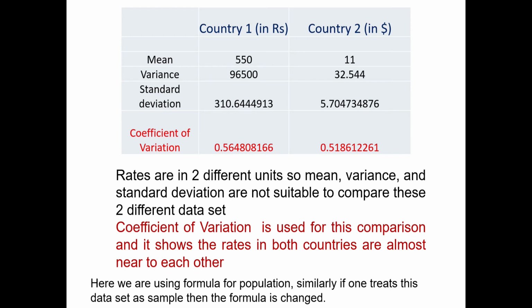Why should I say no? 0.564, 0.51, there is a very small difference in deviation. Why should I be against that? So mean, variance and standard deviation are giving me wrong results, but the coefficient of variation is giving me a better result. So I can proudly say that in India we are also maintaining the rates.